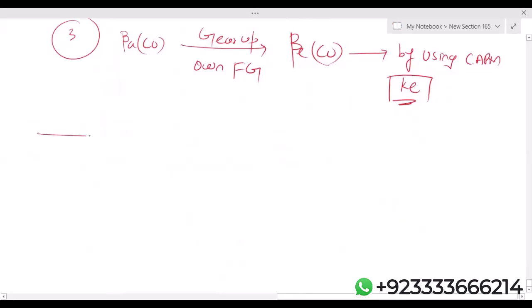Okay, now one more concept, very important. And we'll be doing a past paper question on that concept as well. What is the name of the concept? Let me tell you.